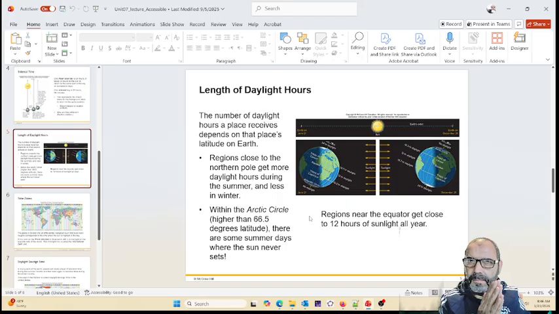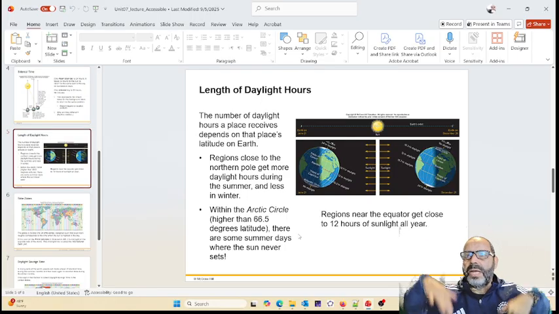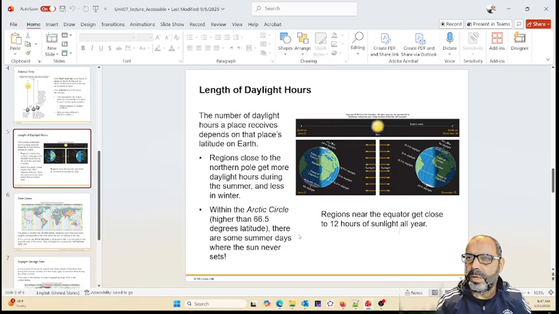Make sense? Okay. However, as I mentioned before, there are some points, especially above 66.5 degrees, where there are times in the year when there is hardly any nighttime. Mainly it's daytime, and the opposite is true. There are times in the year where there is hardly any daytime, but mainly nighttime. And the opposite is true, of course, for the southern hemisphere. So all of this picture is reversed when it comes to the southern hemisphere. Okay.